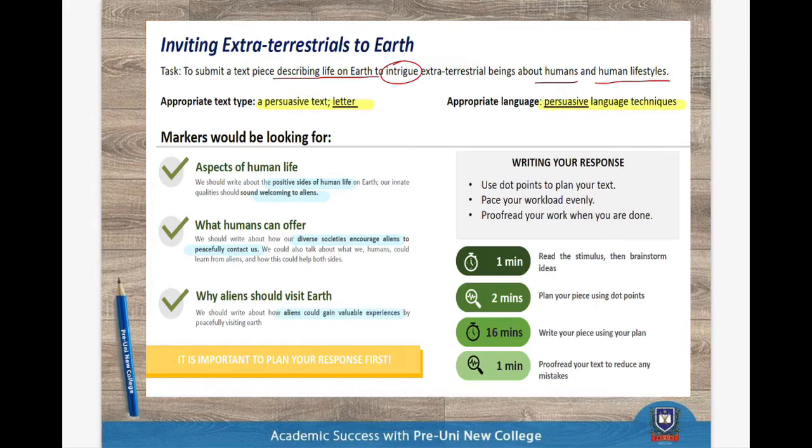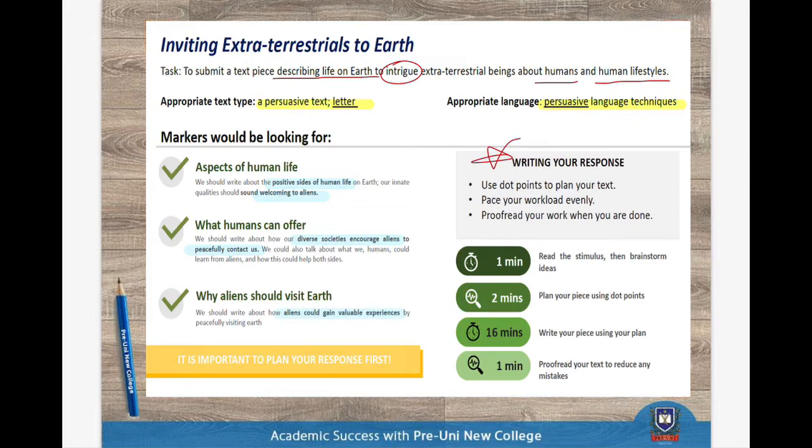Moving on to actually writing your response here. So moving to this section. When you plan your text in the planning sheet or the planning section, only use dot points. So jot down your main ideas. You don't need to go deeply into every single detail, because that'll be wasting time, and that detail you'll go through will only be written in your actual response.